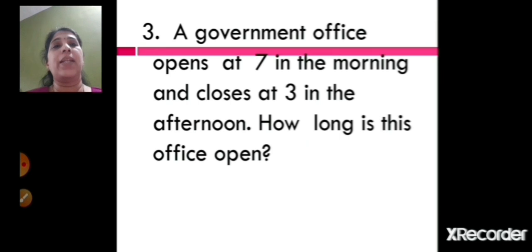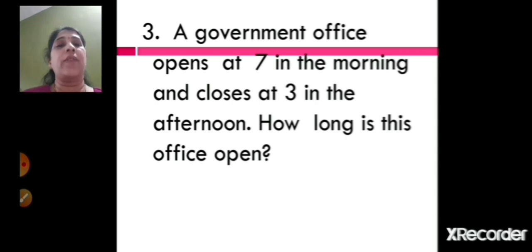Now the third one: a government office opens at 7 in the morning and closes at 3 in the afternoon. How long is this office open? What is given? The government office opens at 7 in the morning, which means 7 a.m., and closes at 3 in the afternoon. Afternoon means 3 p.m. So we have to find out how long this office is open.